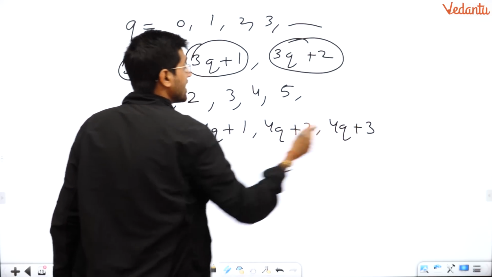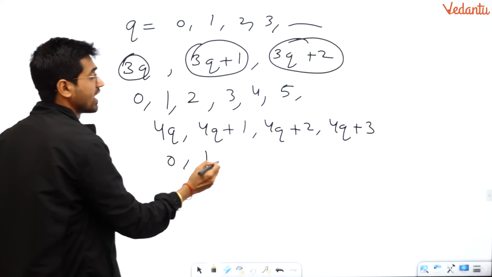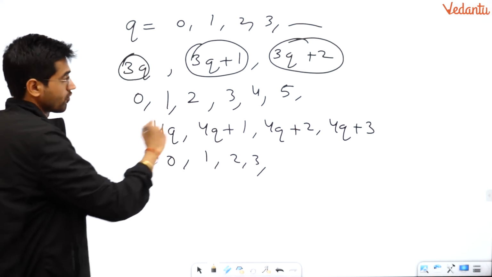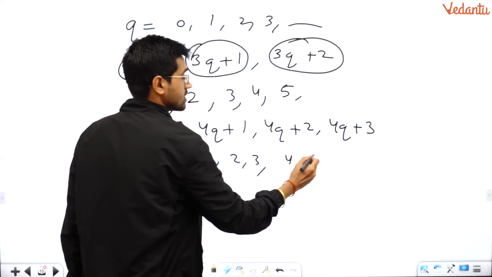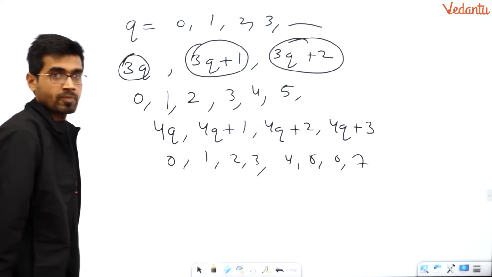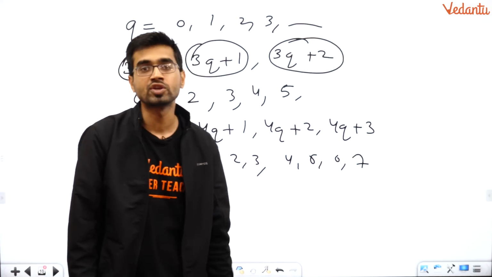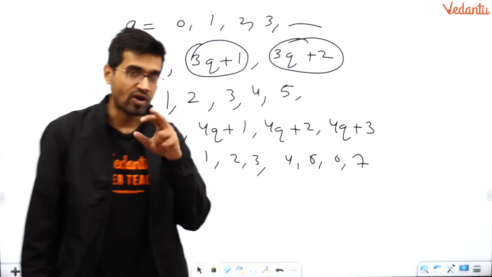If you put q, you will have again the whole series. Put 0, you get 0, 1, 2, 3. Put 1, you get 4, 5, 6, 7. Yes, they will give you more numbers. Now, obviously, you are putting more terms in your pocket. Okay, now try to understand this thing.